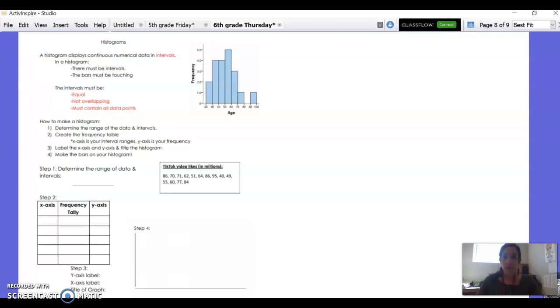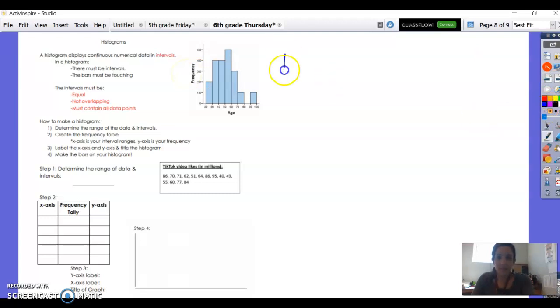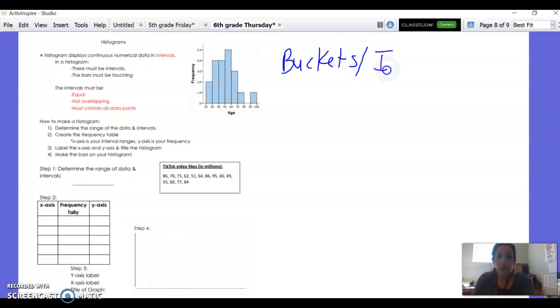Last week you did a few practice activities related to dot plots and line plots, and you also were introduced to something called histograms. A histogram displays continuous numerical data in intervals. So in a histogram, there must be two things. Number one, there must be something called intervals. I also like to call them the buckets. Buckets or intervals. They're both the same, but buckets is a more fun name. And the second rule for histograms is that the bars must always be touching.